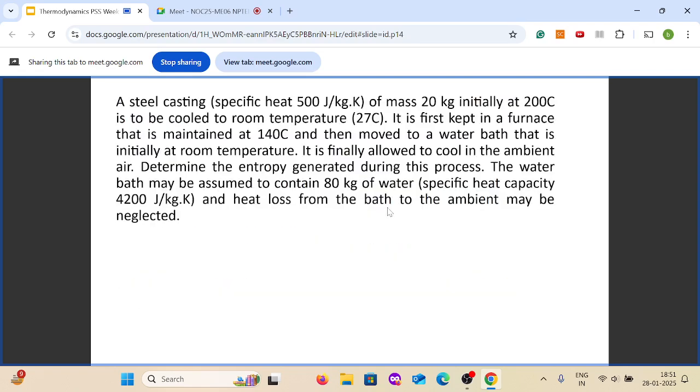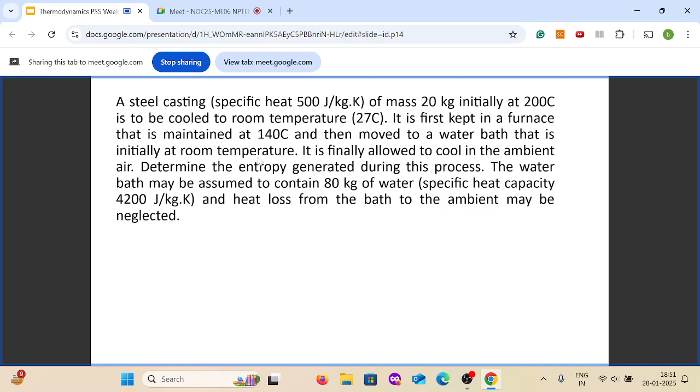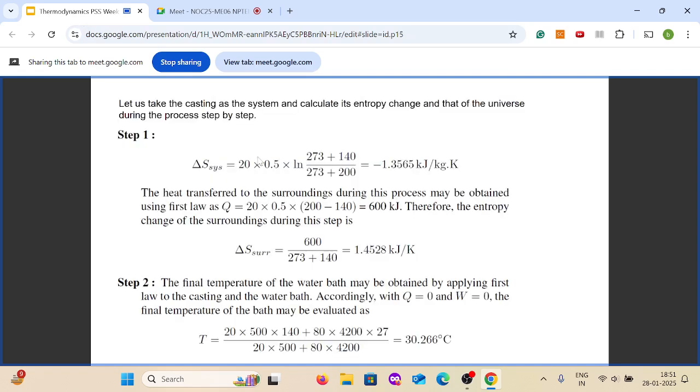So this process is happening in 3 steps. Initially, constant temperature 140 degrees Celsius cooling, and then you are dipping it in the water, and then allowing it to be cooled in the air. So there are 3 processes. So we break down and solve it in parts. So first, let us take the casting as a system and calculate its entropy change and that of the universe during the process. So first is your system.